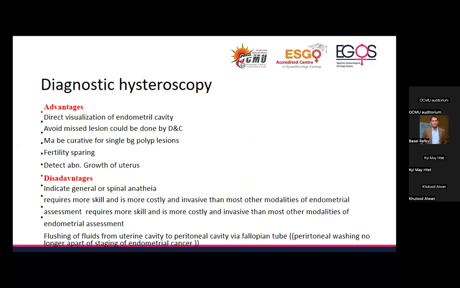Diagnostic hysteroscopy may be diagnostic and or therapeutic. The advantage is direct visualization of the endometrial cavity, avoiding missed lesions, as your doctor said. It may be curative if associated with a single polyp or benign lesion, may be helpful in fertility sparing cases, and detects any abnormal growth of the uterus. The disadvantages: it is also associated with spinal or general anesthesia, requires a more skillful surgeon, and is more costly and invasive than DNC. It may be associated with flushing of fluid or air. If associated with perforation, it may lead to peritonitis.